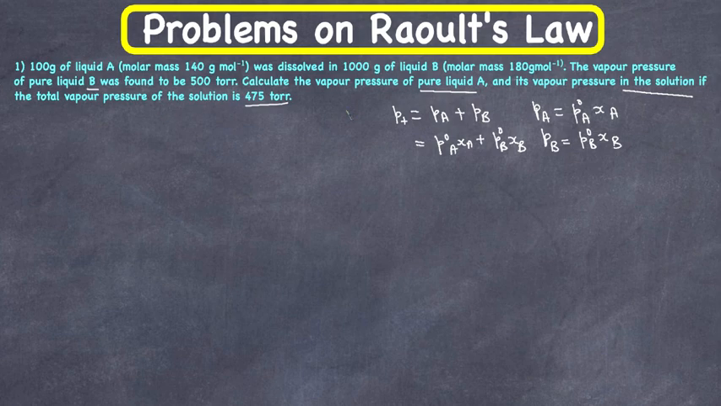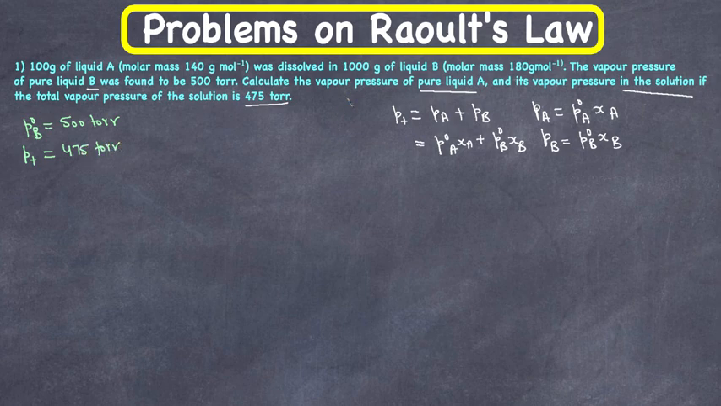So whenever I solve a problem, I always write down what is given in the problem, and then I write down what I need to calculate, and then I use the appropriate formula that will help me to solve the problem. So first of all, they gave us the vapor pressure of pure liquid B. So that means they gave us P naught B, and this is equal to 500 torr. And they also gave us total vapor pressure, which is PT, and it is equal to 475 torr.